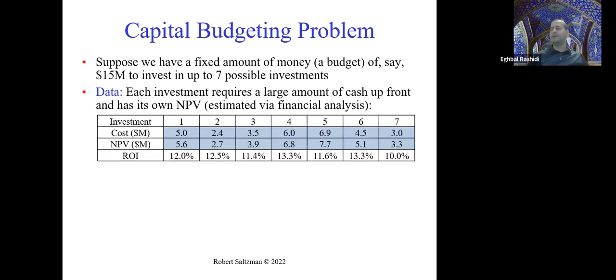So take a look at this table here. In the columns, you see the 7 different investments. The first row shows the cost of that investment, in millions of dollars. For example, the first investment costs $5 million. The second investment costs $2.4 million, etc. And the second row shows the net present value.